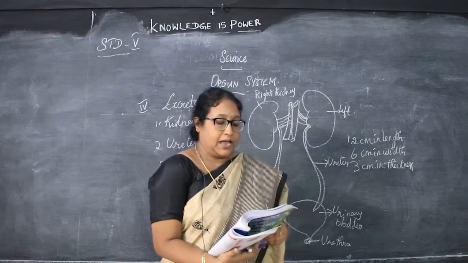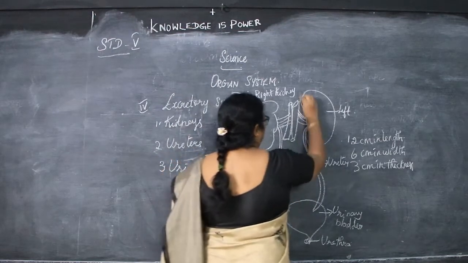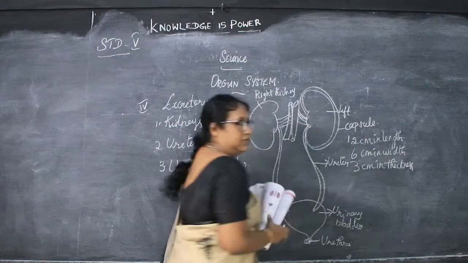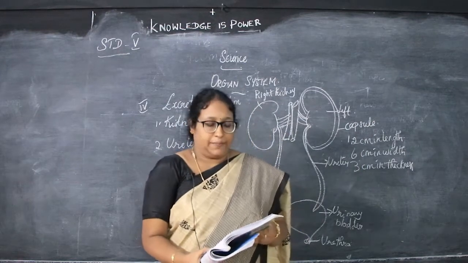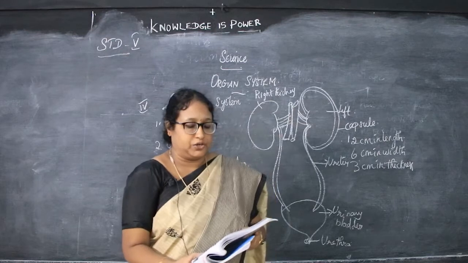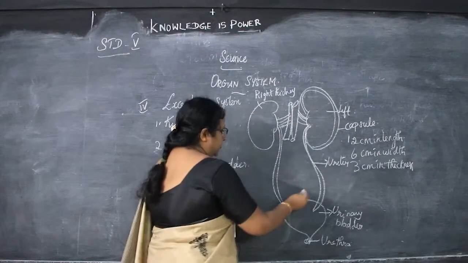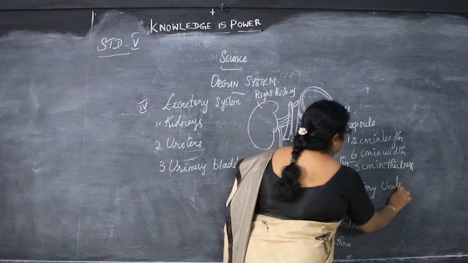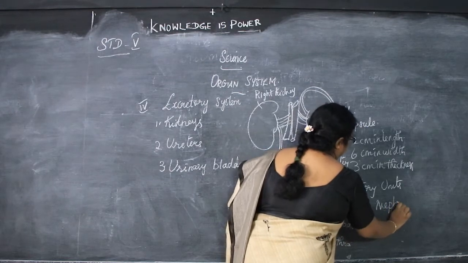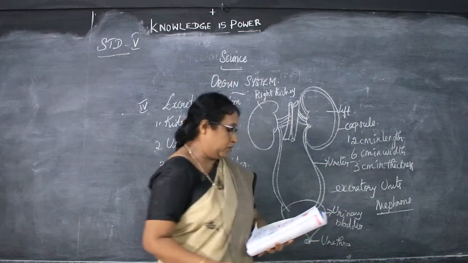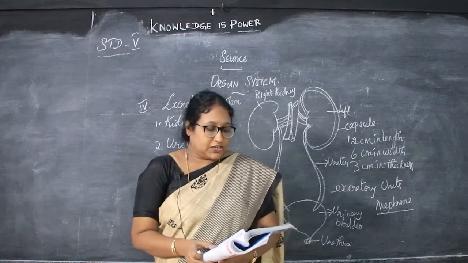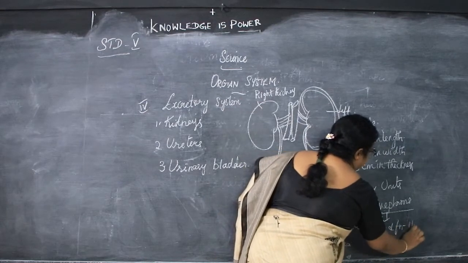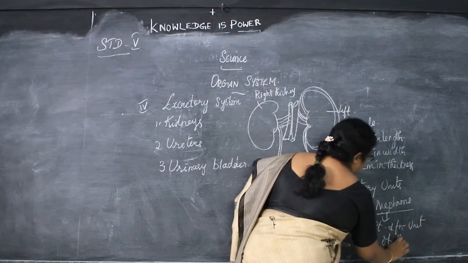Each kidney is covered by a membrane called the capsule. The kidneys are made up of millions of excretory units called nephrons. So, what are the excretory units? Nephrons, which are the structural and functional unit of the kidney.